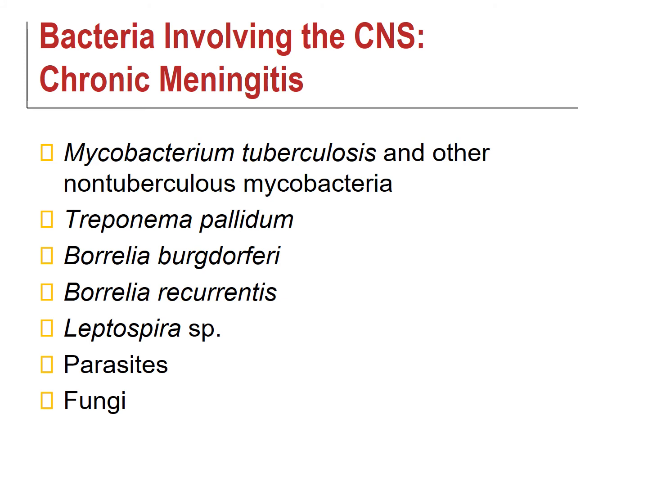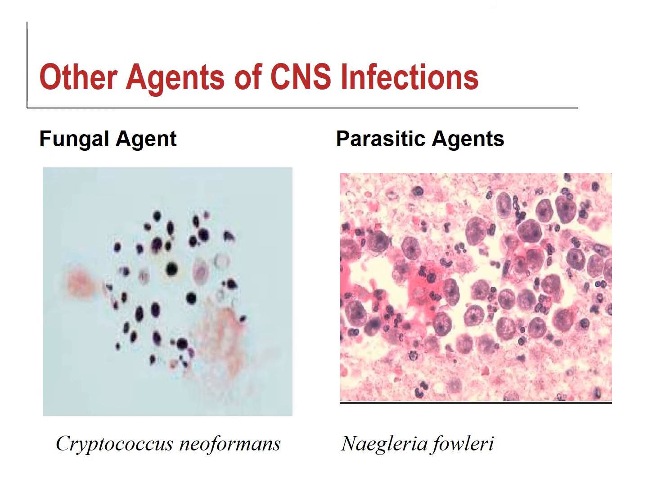So for the next few slides, as a matter of completion, I'll show you some images of some of these agents. Those with immunosuppression may become susceptible to yeast infections such as Cryptococcus neoformans and Coccidioides immitis. You'll see the budding yeast cells on the left, Cryptococcus neoformans. On the right, what you're looking at is Naegleria fowleri, an uncommon but fatal type of CNS infection.